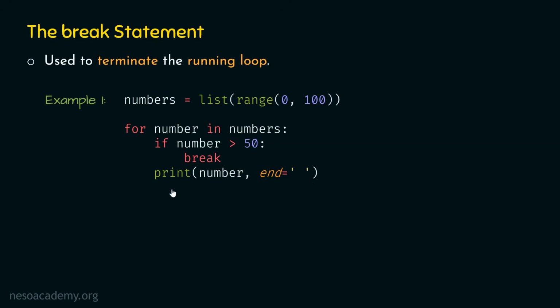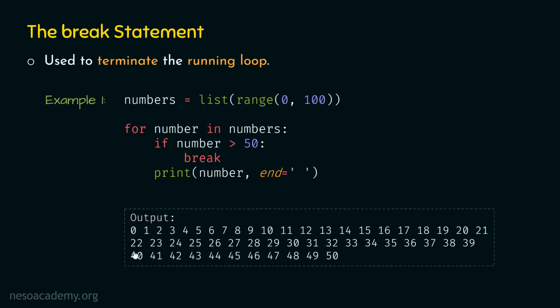Now when we execute this code, we will get this output 0, 1, 2, 3, 4, 5, 6, 7, 8, 9, 10 and so on up to 50. When we receive 51 here, then we know that this condition is satisfied, hence break statement is executed. This means that the loop terminates and this statement will never be executed. This means that we will never get numbers after 50. I hope this concept is completely clear. So the break statement is used to terminate the running loop.